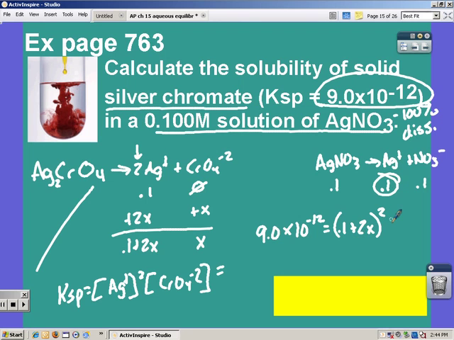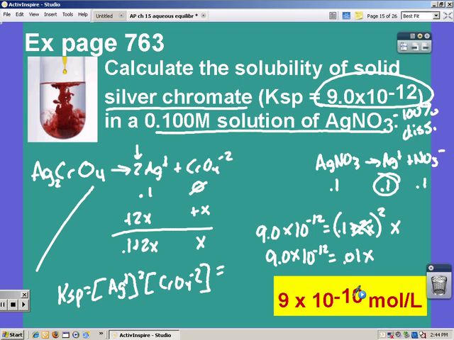You can ignore the plus 2x just like before because our KSP is so small, it's going to be a very negligible number. So we have 0.1 squared times x is equal to 9 times 10 to the -12th. So x, or the solubility, is 9 times 10 to the -10th moles per liter.